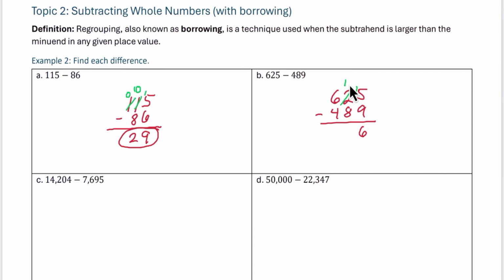Moving to the next column, we have 1 minus 8. We can't do that, so we need to borrow from the next column. That 6 becomes a 5, and we'll put that 1 beside the other 1, giving us 11. We now have 11 minus 8, which is 3. And then the far left column, 5 minus 4, we can do that. 5 minus 4 is 1. So we have 136.